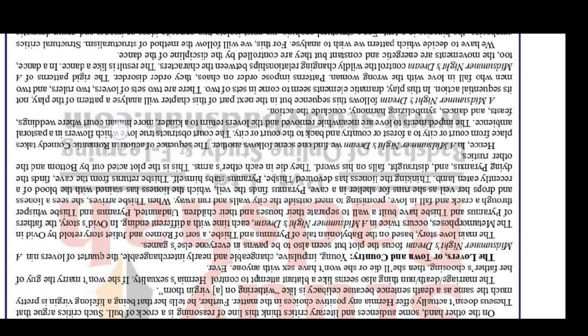Such critics argued that Theseus doesn't actually offer Hermia any positive choice in the matter. Further, he tells her that being a lifelong virgin is pretty much the same as a death sentence, because celibacy is like withering on a virgin throne. The marriage-death-nun thing also seems like a blatant attempt to control Hermia's sexuality. If she won't marry the guy of her father's choosing, then she'll die, or she won't have sex with anyone ever.